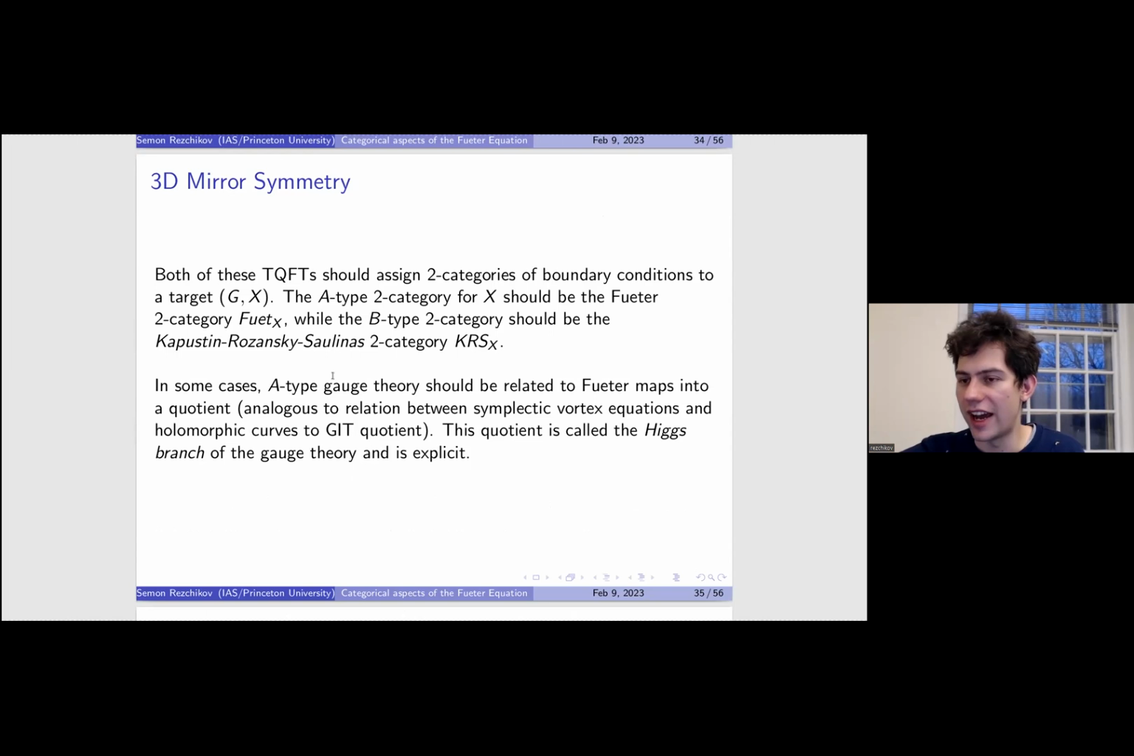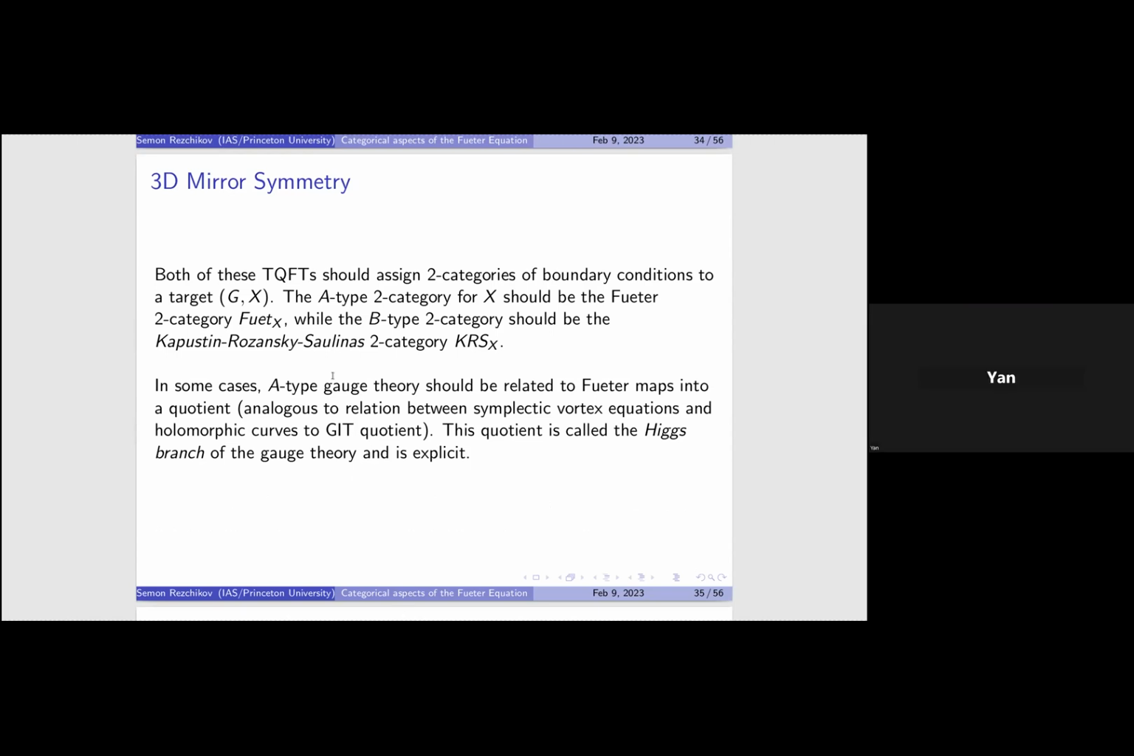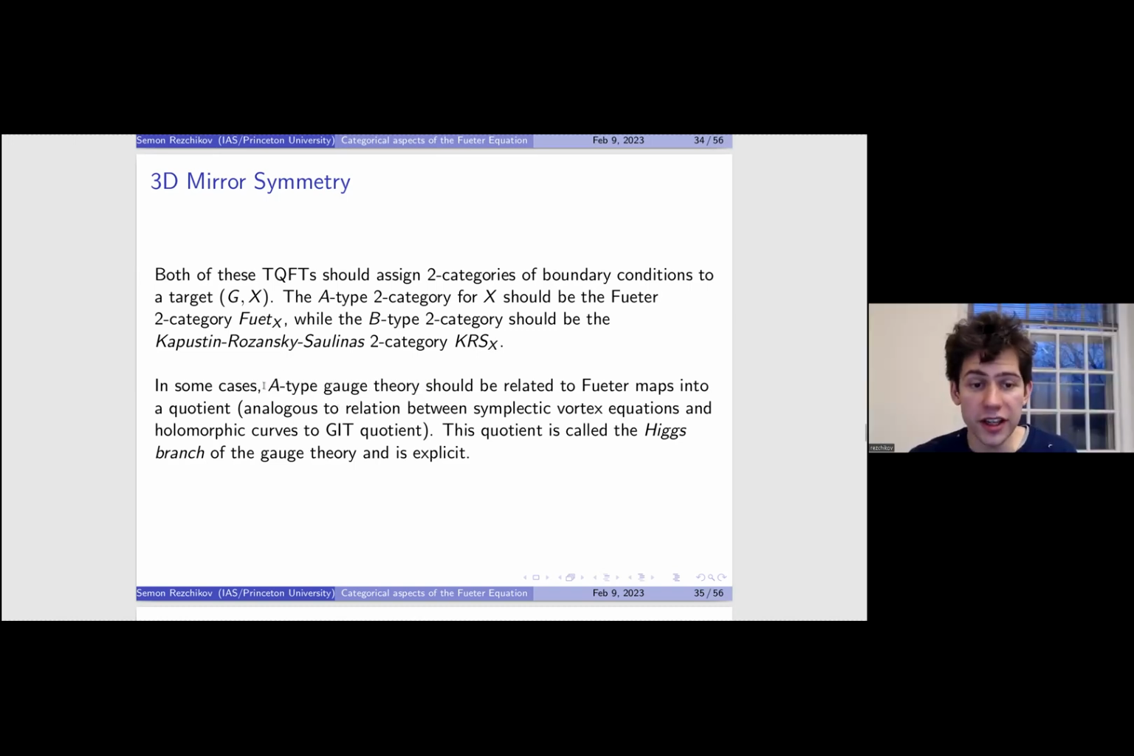This is something that is an analog of what happens in... I'm not really a physicist, but I don't know what an A-type gauge theory is, because from my understanding, there is a gauge theory, and there is its A-twist, which is a topological theory, and there is a B-twist, which is also a topological theory. Right, but I have no idea.